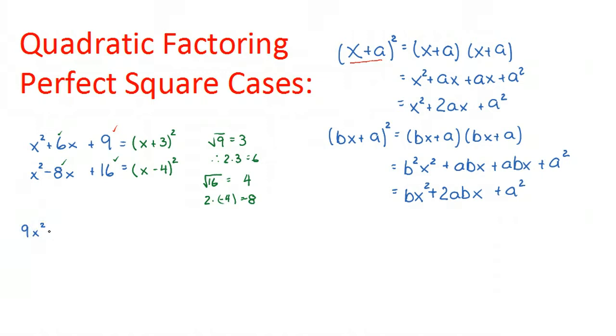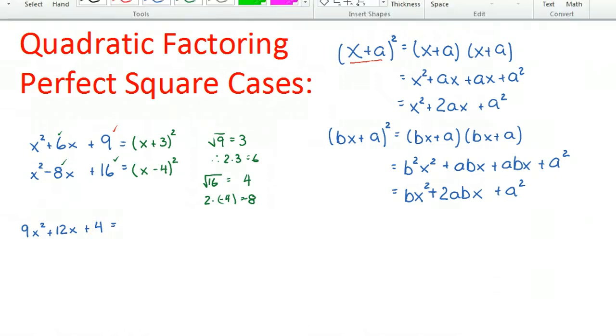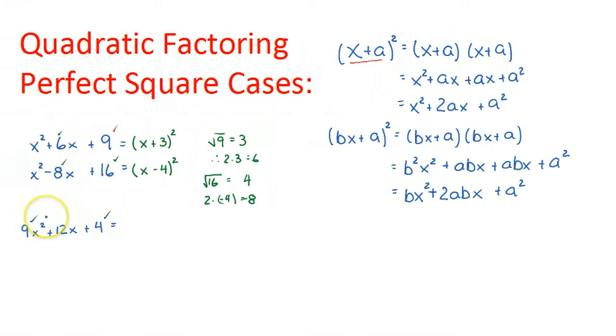9x squared plus 12x plus 4. So if I was to do this question, I would look at it and say, oh, there's a perfect square and there's a perfect square. So that would give me pause. Okay, the square root of 4 is 2, and the square root of 9 is 3. So since the b term is 2ab, let's see, 2 times 2 times 3 is equal to 12. So therefore this factors to (3x + 2) squared. And it's the same principle here as in the earlier case: if the b term is negative, we just have to account for that.